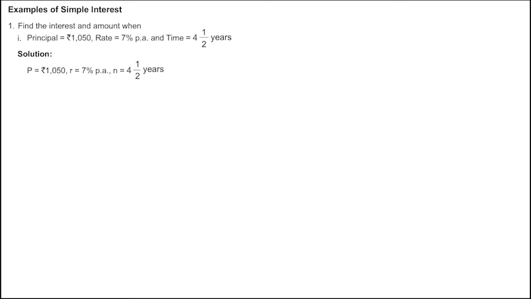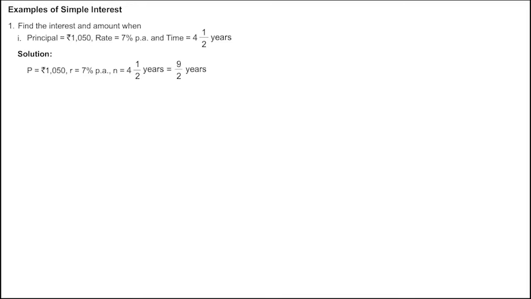Find the interest and amount in the first case when principal is equal to 1050, rate is given as 7% per annum and time is 4.5 years. So let's make a note of all the information given to us. Principal means P, so P equal to 1050, R equal to 7% per annum, N equal to 4.5 years, which can be written as 9 upon 2 years. How do we get this? 4 into 2, 8, 8 plus 1, that is 9. So we get 9 upon 2 years.